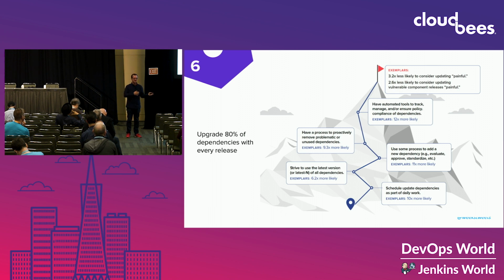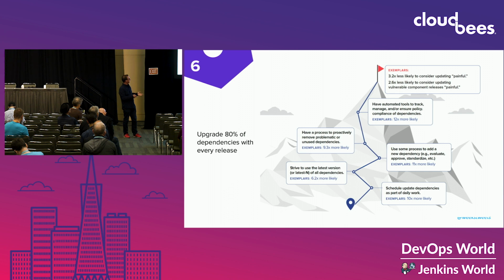We also looked at 36,000 open source projects and looked at how often they are updating their dependencies. And what we found out is that organizations that were upgrading 80% of their dependencies with every release were delivering more secure versions of their applications and of the code that they were releasing because of this practice. Now, the cool thing about this survey that we did was we were asking them, are you scheduling updates of your dependencies?